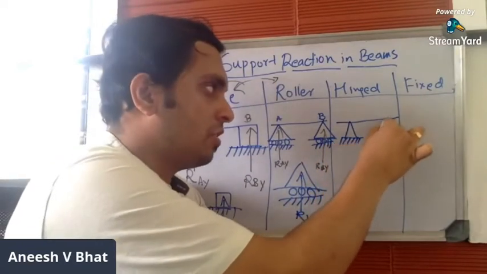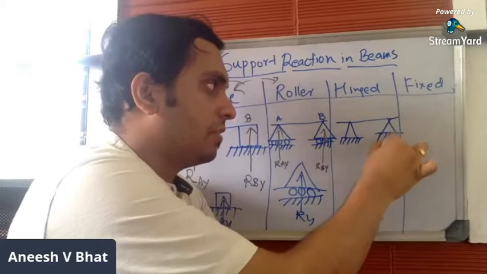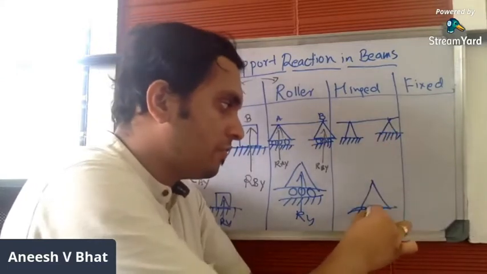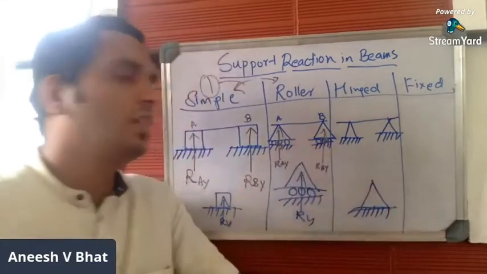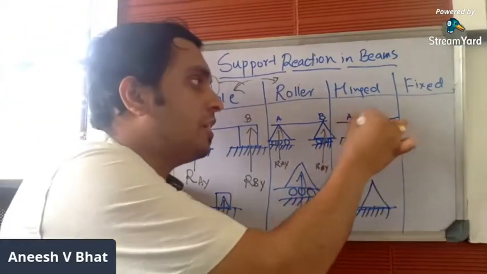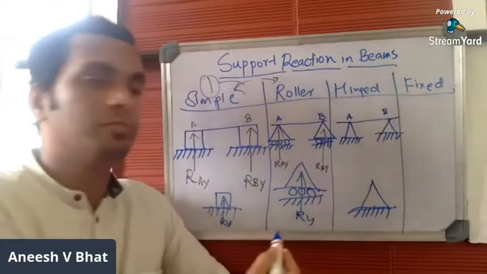Hinge support is drawn in this way. Now, let me consider this as point A and this as point B.